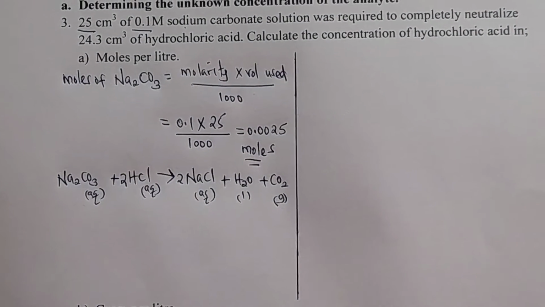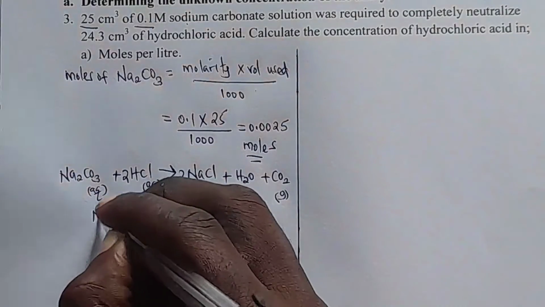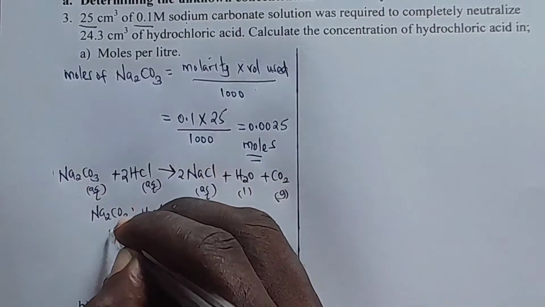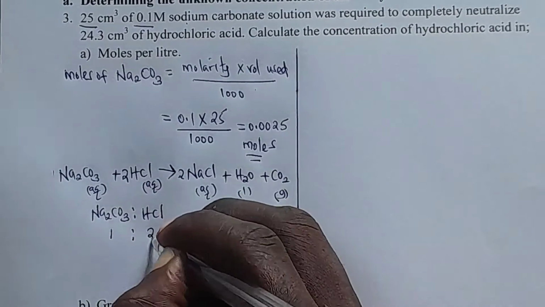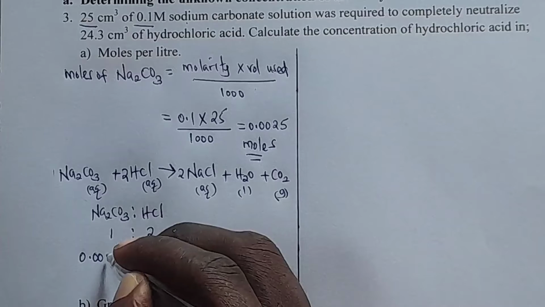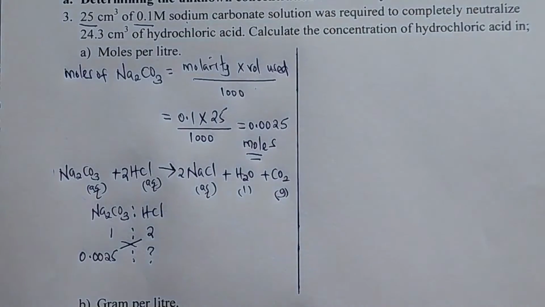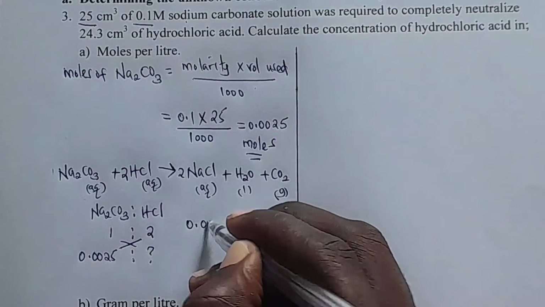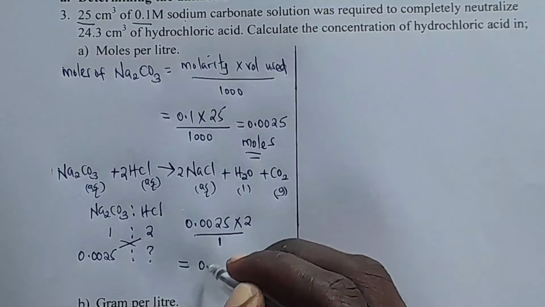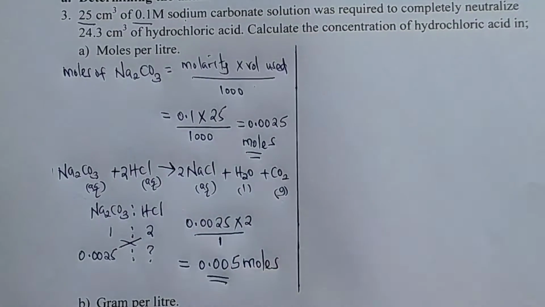Then the third step was to calculate the number of moles of the analyte using the mole ratio. So sodium carbonate to hydrochloric acid is 1 to 2. If we have 0.0025 moles of sodium carbonate, what will be the number of moles of hydrochloric acid? We cross multiply: 0.0025 times 2 divided by 1. So we get 0.005 moles of hydrochloric acid, which is our analyte.